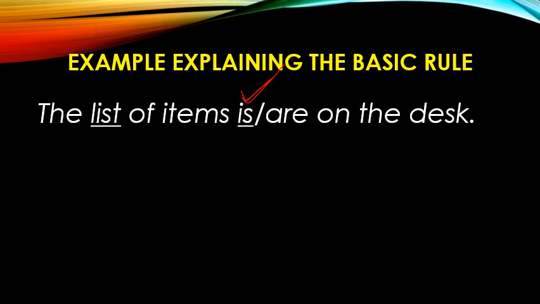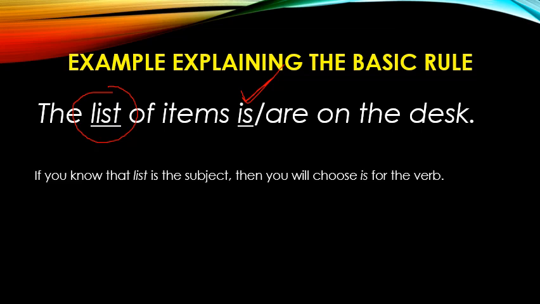Now how did you identify it? You saw the subject of the sentence. The subject is list. And singular subject, singular verb. So if you know that list is the subject, then you will choose is for the verb.